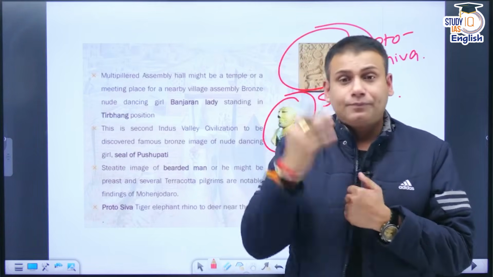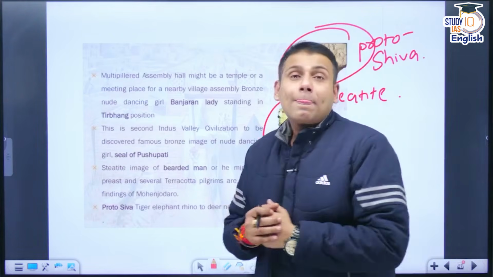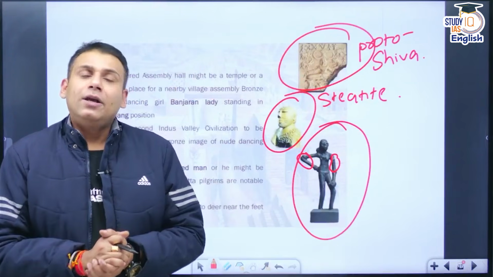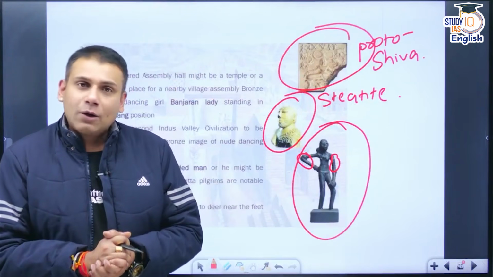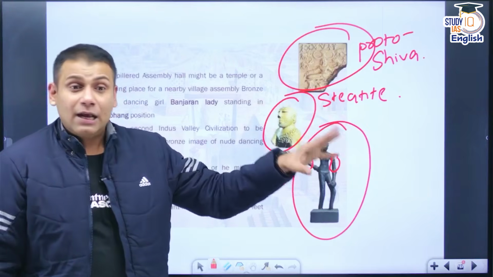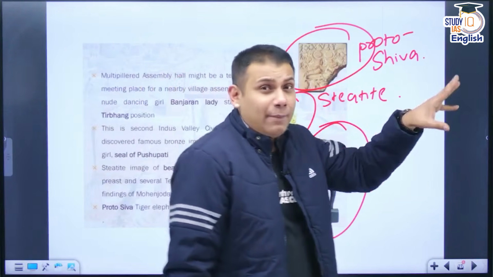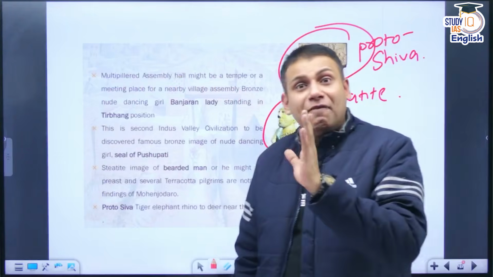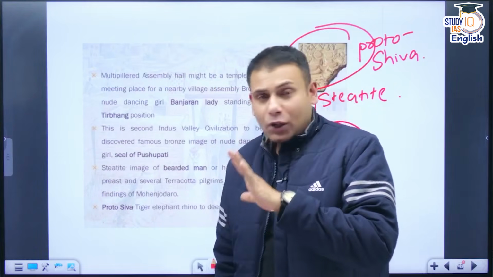Please note it down. First thing, Mohenjo-daro is the second Indus Valley civilization site to be discovered. It was discovered in 1922 by Rakhaldas Banerjee, located on the banks of river Indus. Now, it is called Mohenjo-daro, which basically means Mound of Dead. Why? Because this city was destroyed by flood. Got it?